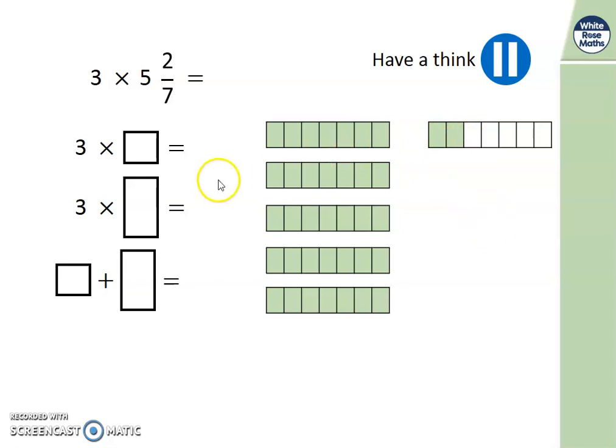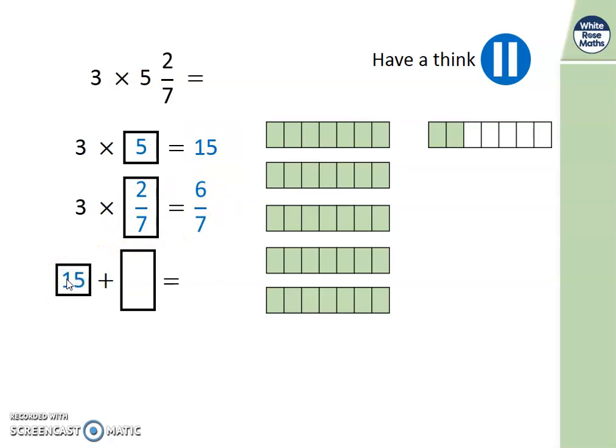Let's see how you did. So 3 times the whole number first, which is 5. 3 times 5 whole ones is 15 whole ones. Then we have to do 3 times the other part, which is 2 7ths. 3 times 2 is 6, so that's 6 7ths. And then these two parts we need to add back together.